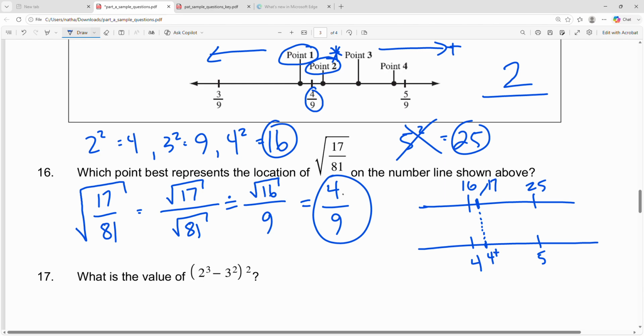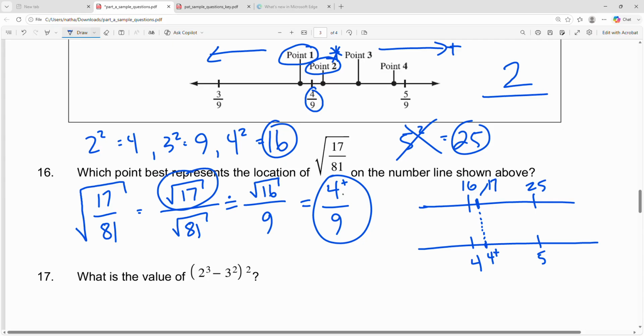Something a little bigger than 4. So instead of 4, the square root of 17 is approximately 4, but it's bigger than 4. So it's kind of like our 4 plus, right? A little bit bigger. Okay, so our answer is a little bit bigger than 4/9.